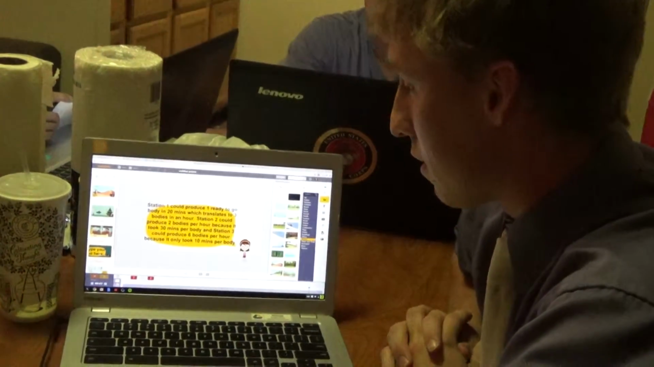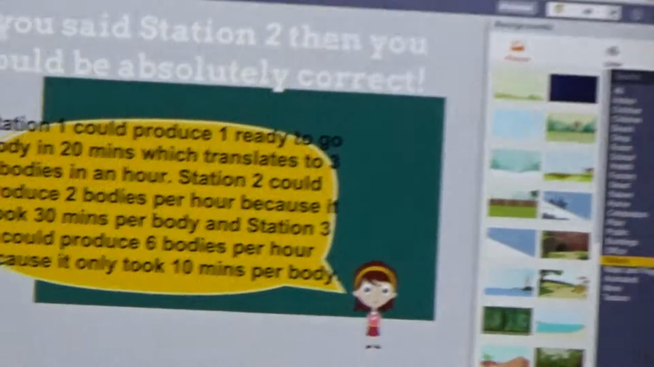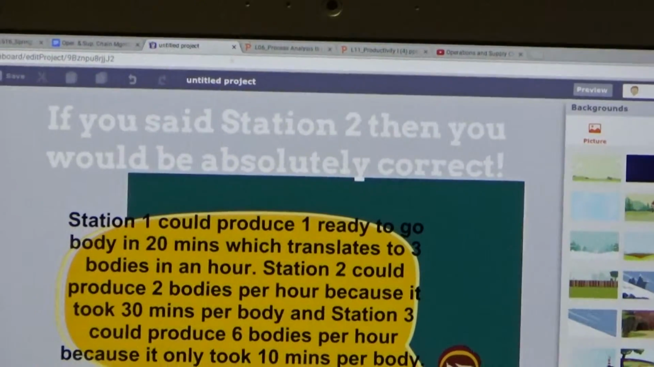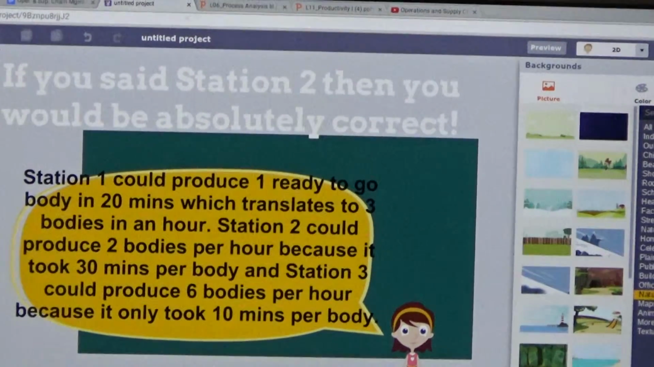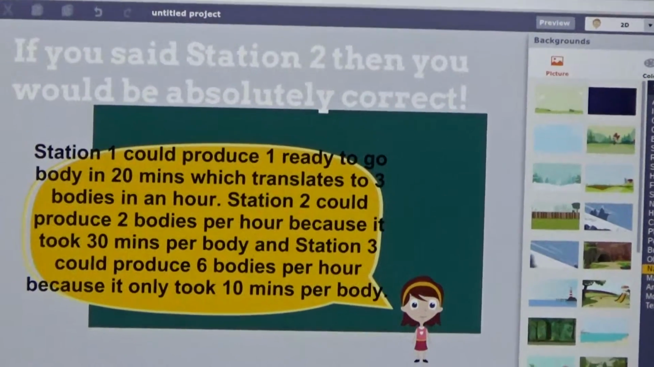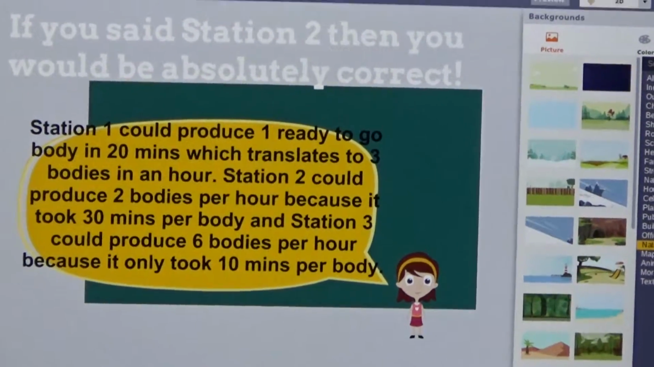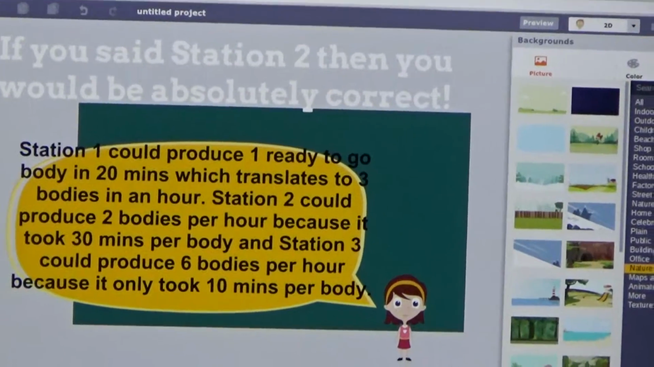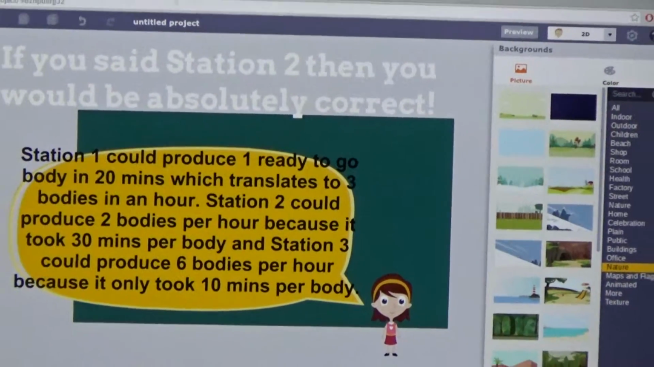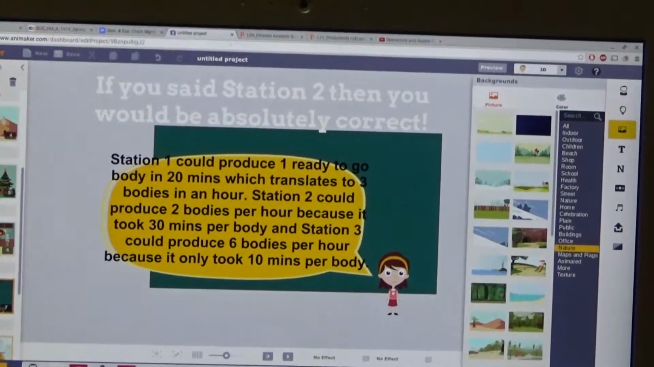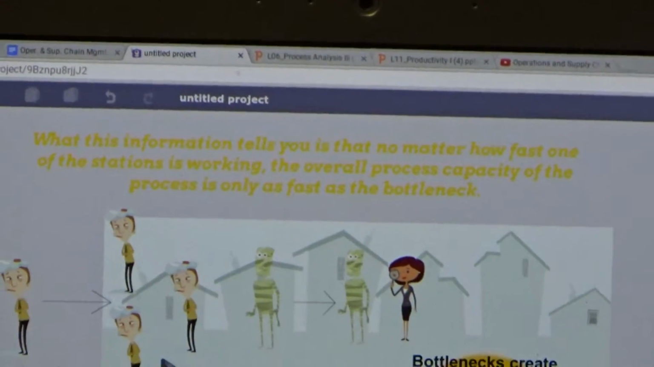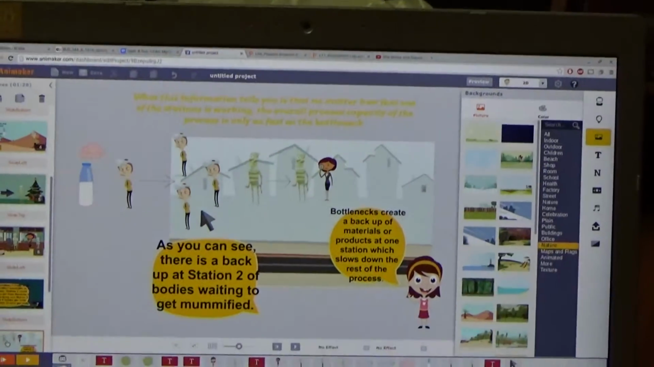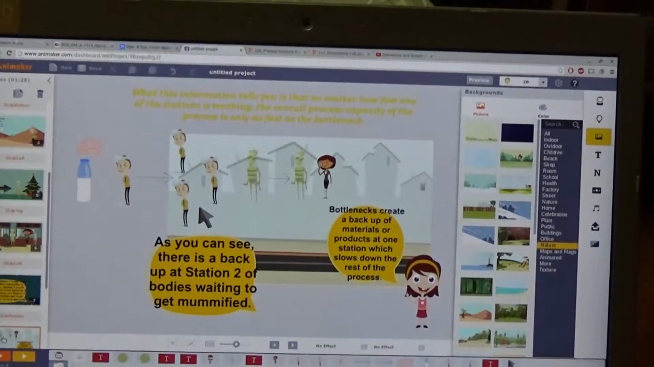If you had guessed that Station 2, then you would be absolutely correct. Station 1 could produce 1 ready-to-go body in 20 minutes, which translates to 3 bodies in an hour. Station 2 could produce 2 bodies per hour because it took 30 minutes per body, and Station 3 could produce 6 bodies per hour because it only took 10 minutes per body. This information tells you that no matter how fast one of the stations is working, the overall process capacity of the process is only as fast as the bottleneck.